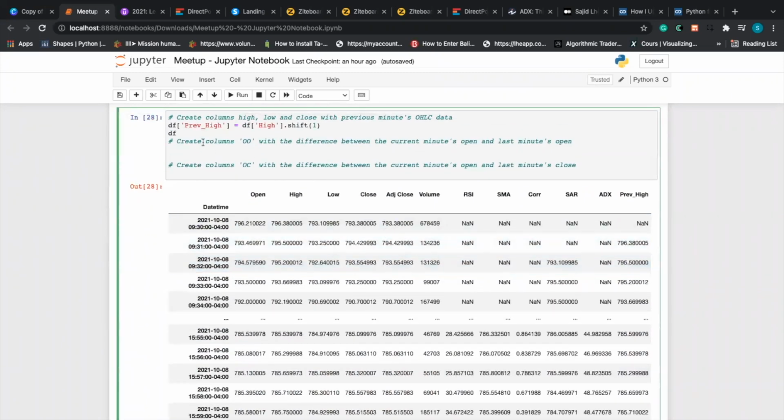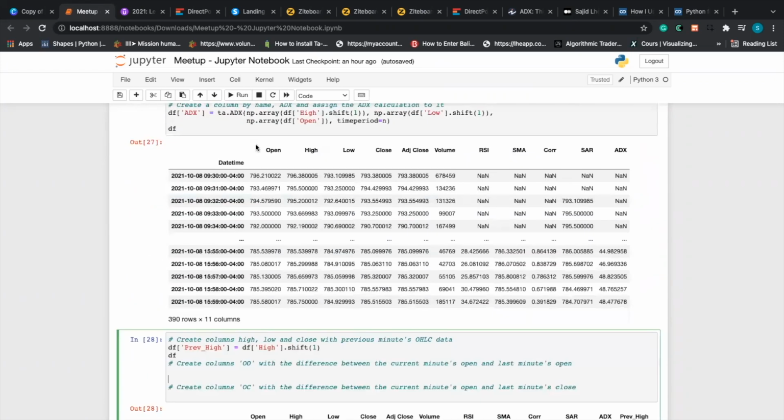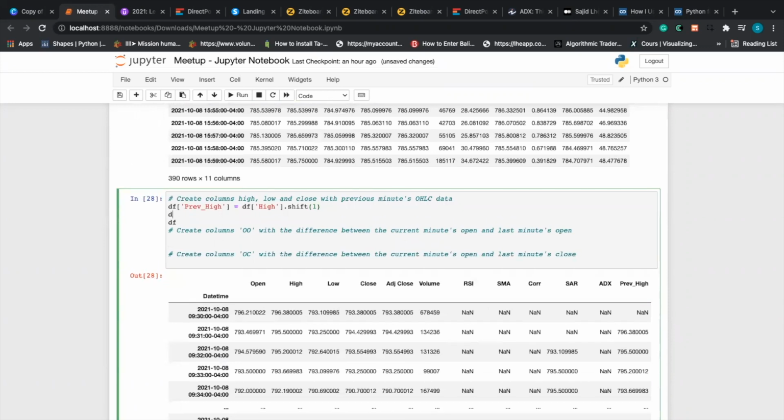We are going to do the same for the previous low. Okay, create column high low. Yes, we are going to do the same for the previous low, exactly the same: equal to df low dot shift and type 1.